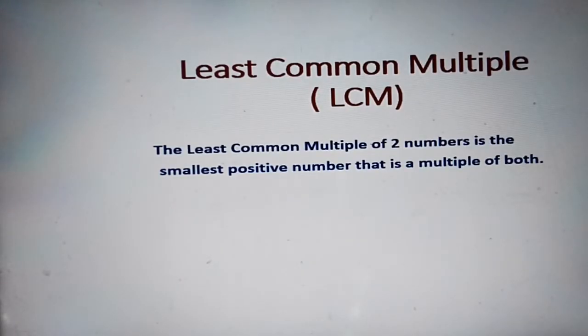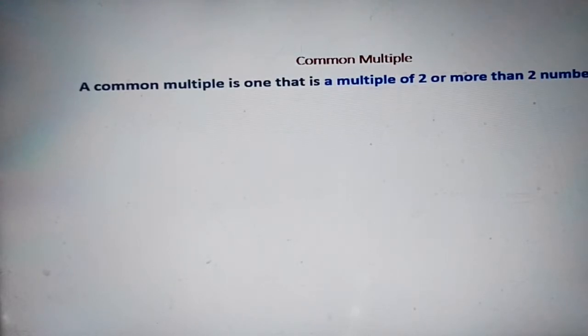Now we'll learn what LCM is. LCM means least common multiple. The least common multiple of two numbers is the smallest positive number that is a multiple of both. Before going on to least common multiple, let's try to understand what a common multiple is. A common multiple is one that is a multiple of two or more numbers.